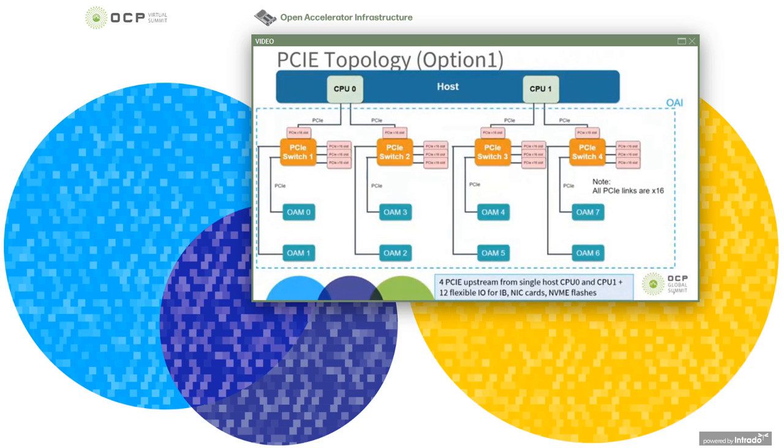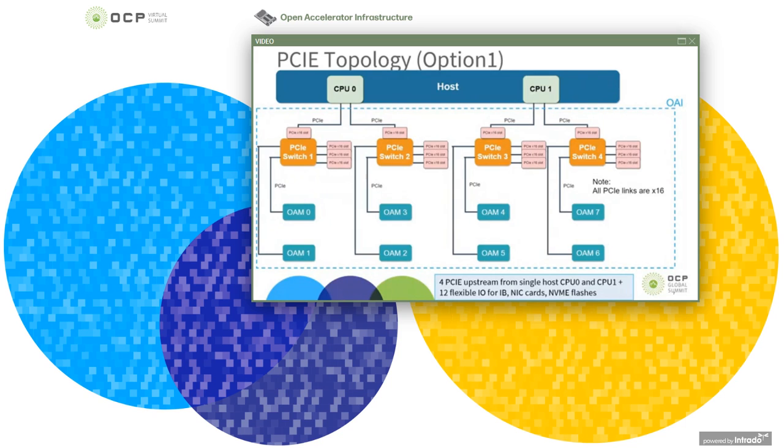This is about PCIe topology. Hive OAI system is able to support flexible I/O configurations. There are 4 PCIe Gen 4 switches on HIB. Each switch supports 4 by 16 PCIe slots, so totally 16 slots on the HIB.